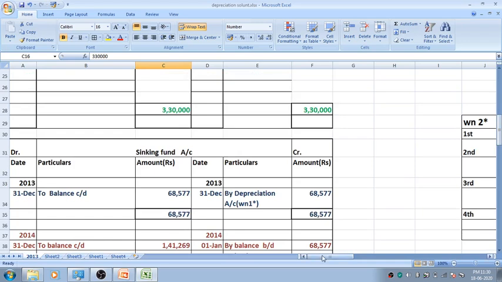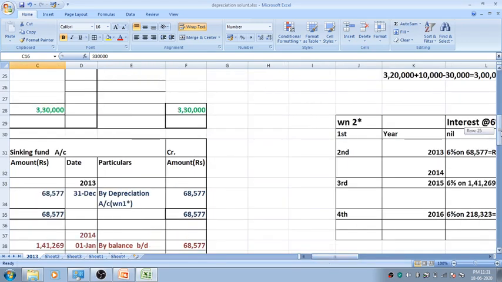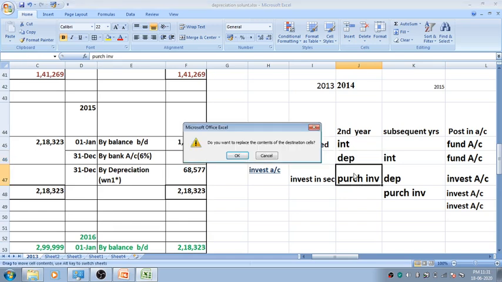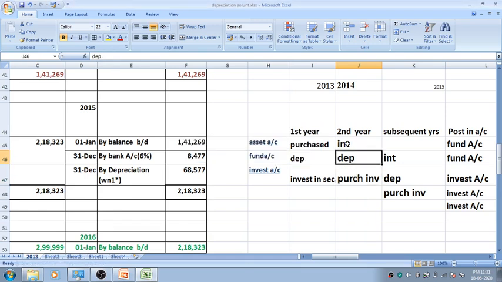What are the journal entries to be written in the second year? If we revise the entries, it is interest which we receive, record, or depreciation which we calculate and create a fund called depreciation fund, and purchase of investment. If you observe, these two entries are repeated also in the second year, but the interest amount we are receiving for the first time. From second year onwards, we will receive interest and we will continue recording it till the year of replacement.